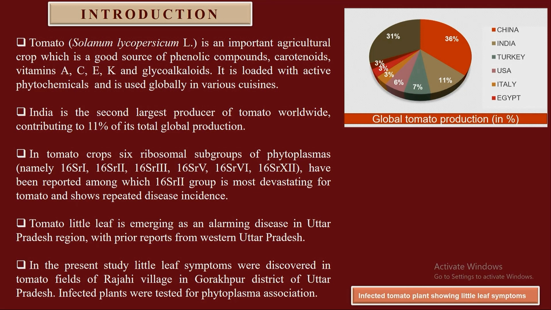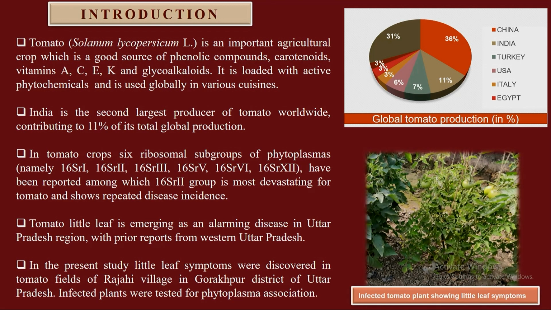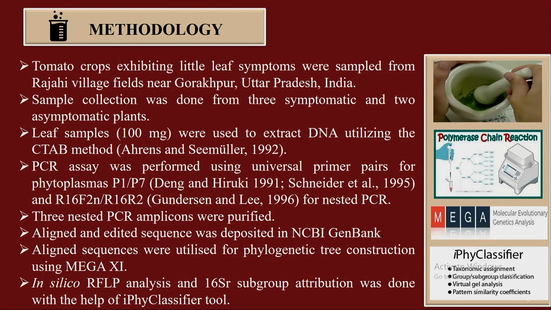Tomato little leaf is an emerging disease in the eastern Uttar Pradesh region. This is the very first report. I would like to show you the symptoms. These are the symptoms we observed at the Rajahi village agricultural fields in Gorakhpur, Uttar Pradesh.